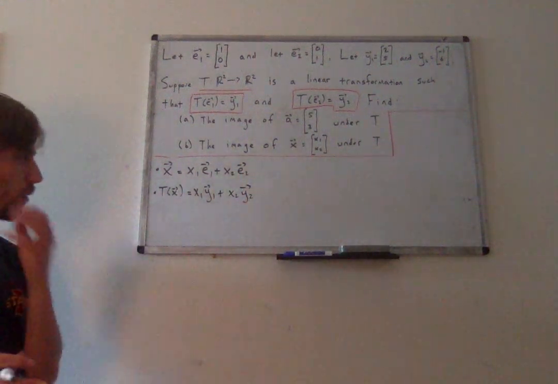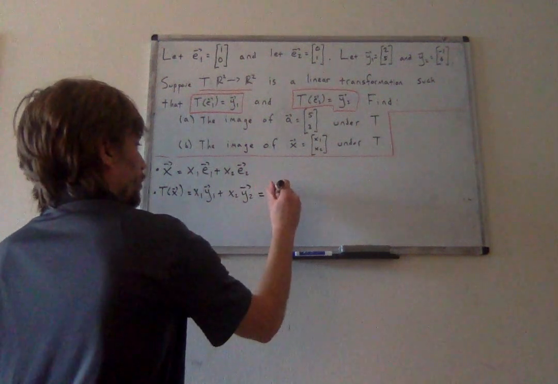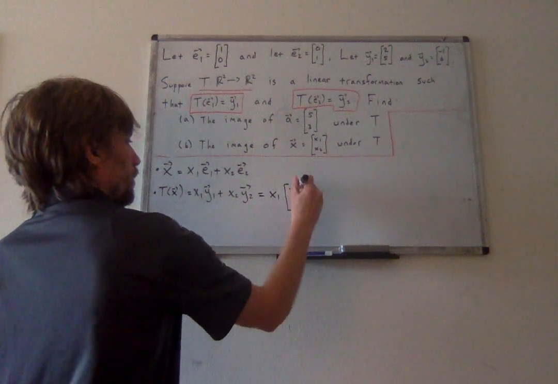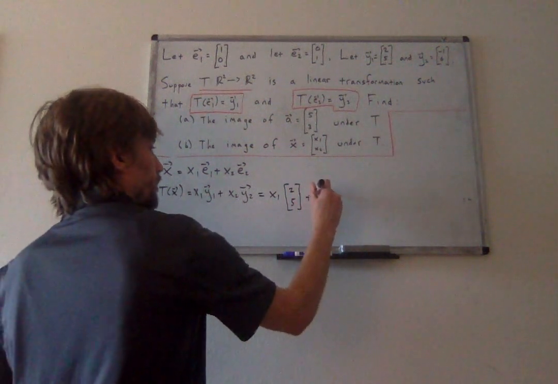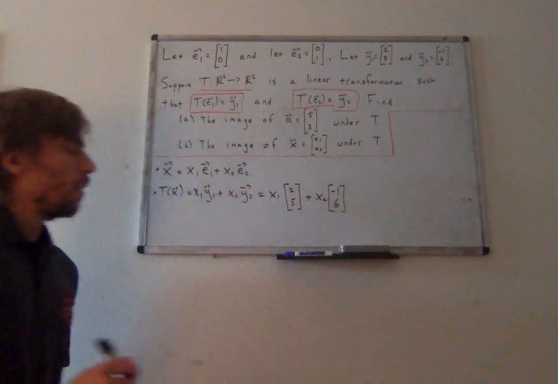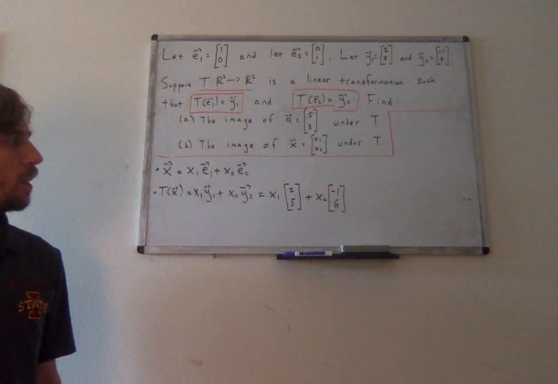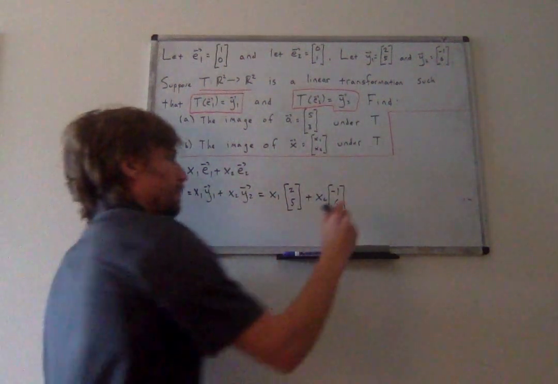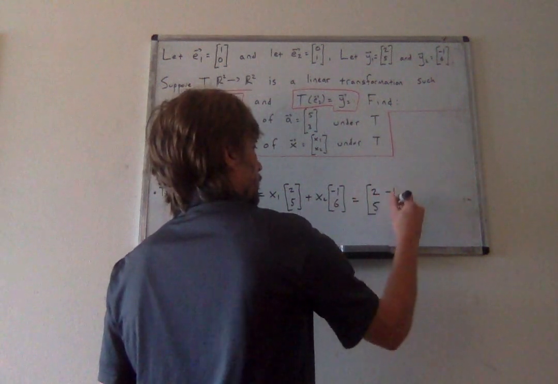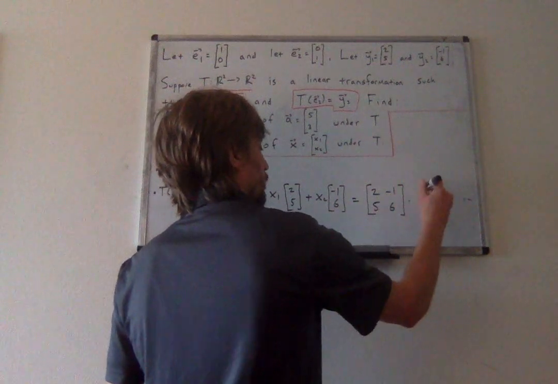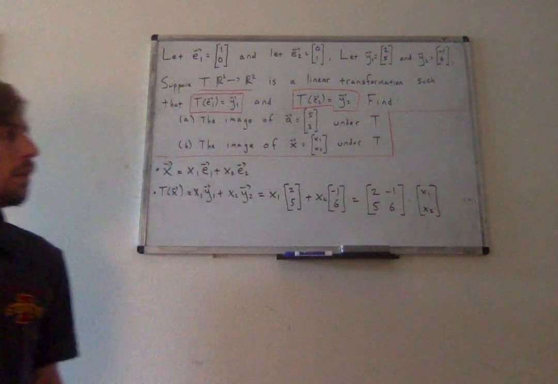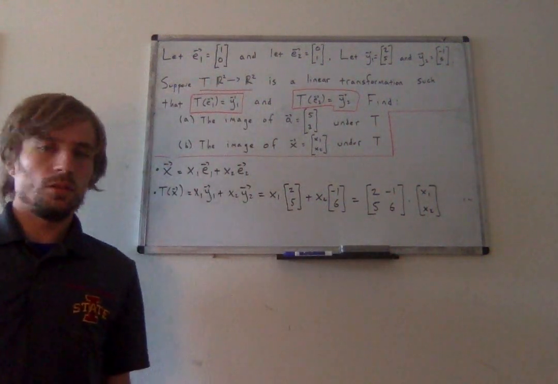But let's write this out really quickly. So this is equal to x1 times (2, 5) plus x2 times (-1, 6), which is equal to the following matrix vector product.